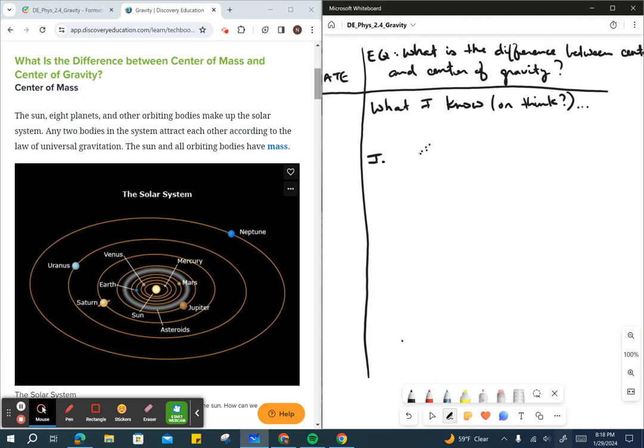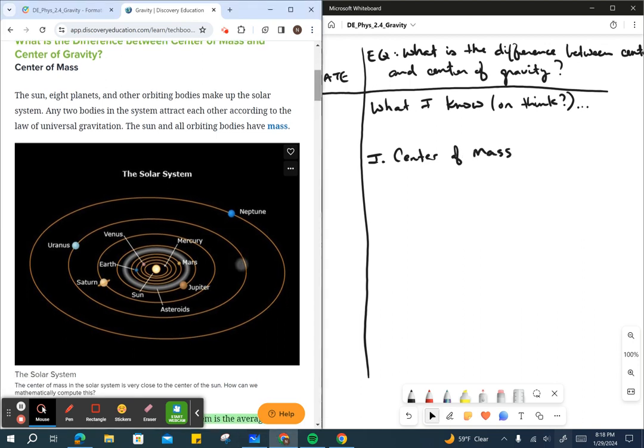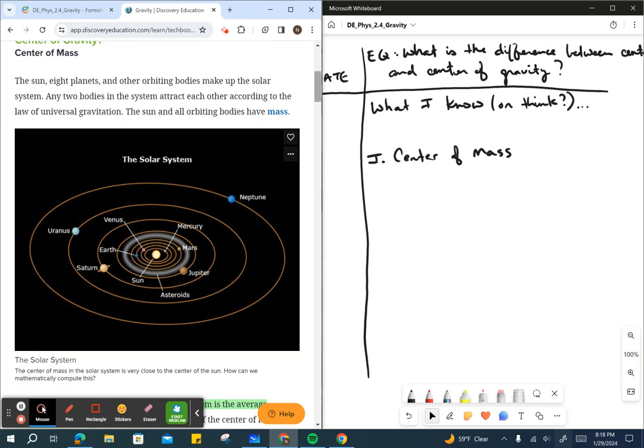And we're going to start with Roman numeral 1, center of mass. And taking a look at here, they give us a nice picture of the solar system. Take a look at this system. You have all these different objects in there. Where exactly is the center? If I were to ask you, where is the center based on mass? Not based on anything else, just mass. You'd have to think about each of these objects.